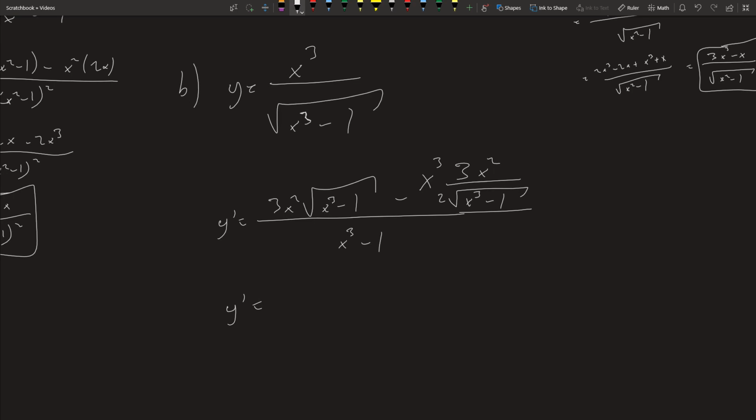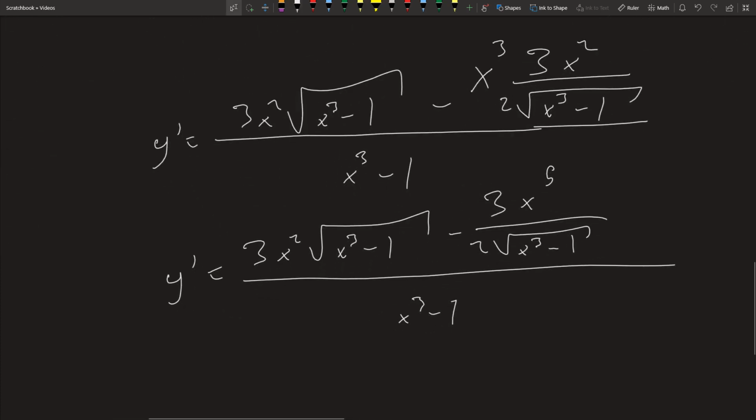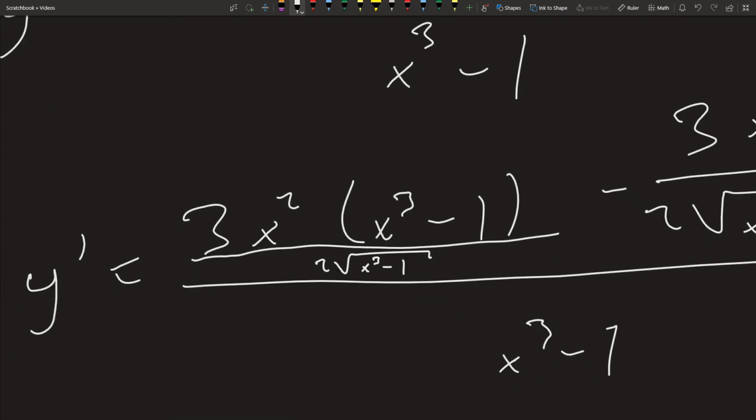Let's do it. Okay, 3x squared into radical x cubed minus 1 minus 3x to the 5th over 2 radical x cubed minus 1. All of this over x cubed minus 1. Now, let's multiply up and down by, for this part only, let's multiply up and down by 2 radical x cubed minus 1. So this will get rid of that. Over 2 radical x cubed minus 1.